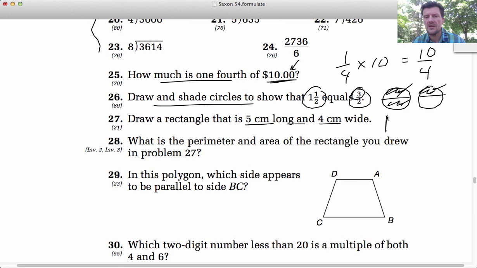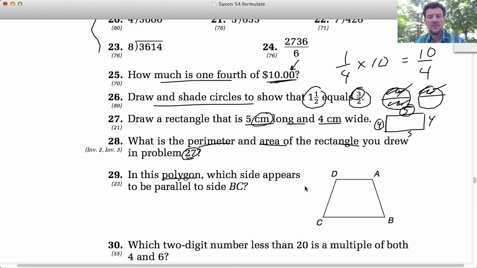Draw a rectangle that is 5 centimeters long and 4 centimeters wide. Okay, so it's going to be longer than it is wide. But you can actually use a ruler and measure that out to get exactly 5 centimeters and 4 centimeters for your dimensions. What is the perimeter and area of the rectangle you drew in problem 27? So the perimeter is going to be, add up all the sides, 4 plus 5 plus 4 plus 5. The area is going to be 4 times 5, and it would be in square centimeters for the area. The perimeter is just going to be in centimeters.